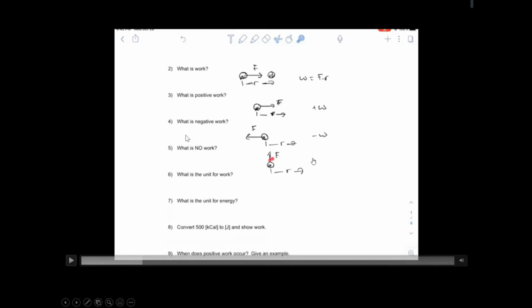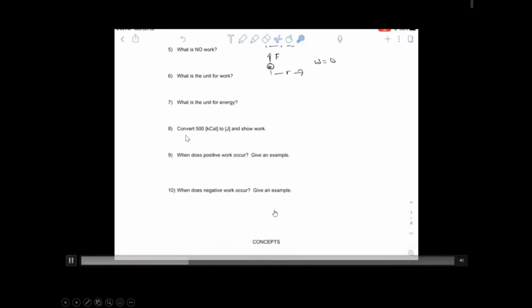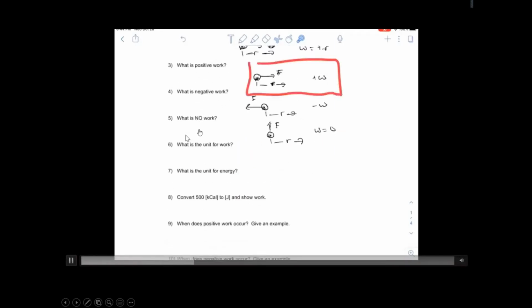No work means a number of things. Either the force is 90 degrees to motion, or there's force but no motion, or there's motion but absolutely no force. The unit for work and the unit for energy will be the same. It's going to be joules in physics, calories in the United States. So the conversion factor is there if you want to do the conversion.